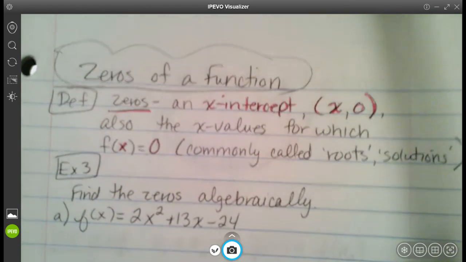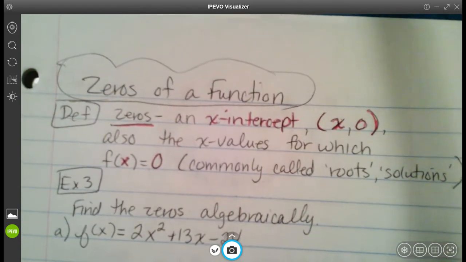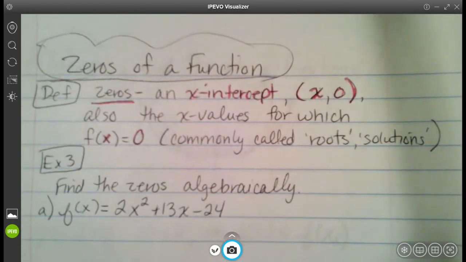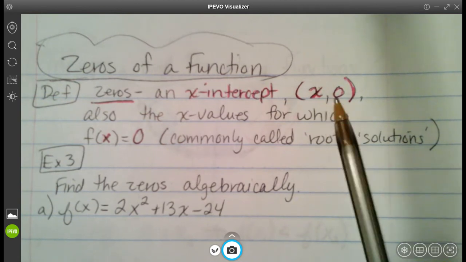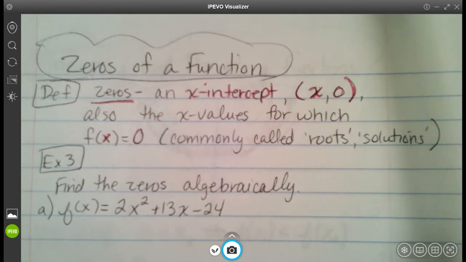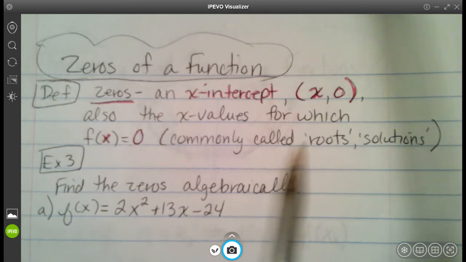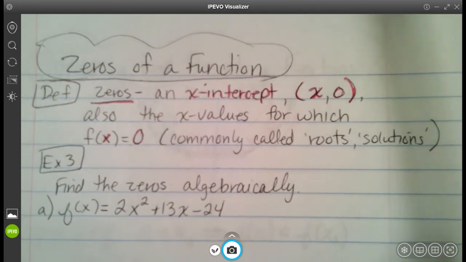We have analyzing graphs on how to find zeros. Okay, so we did a little bit of this in the previous section where we found f of x equal to 0. A zero by definition is an x-intercept. It's where the y value is equal to 0 and x is just some number. We have also called this in the past roots or solutions.